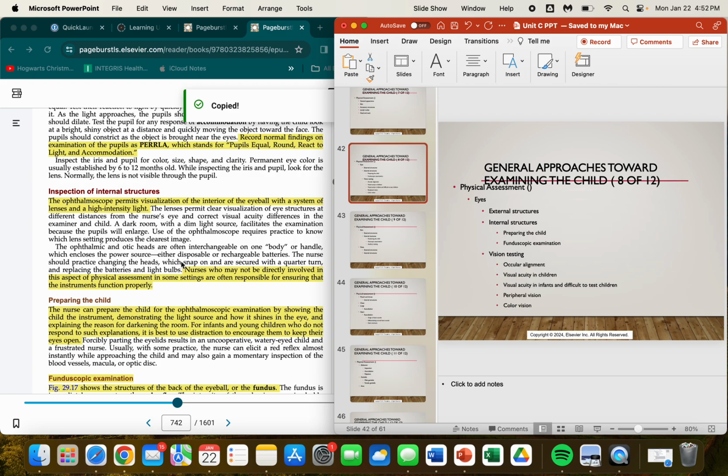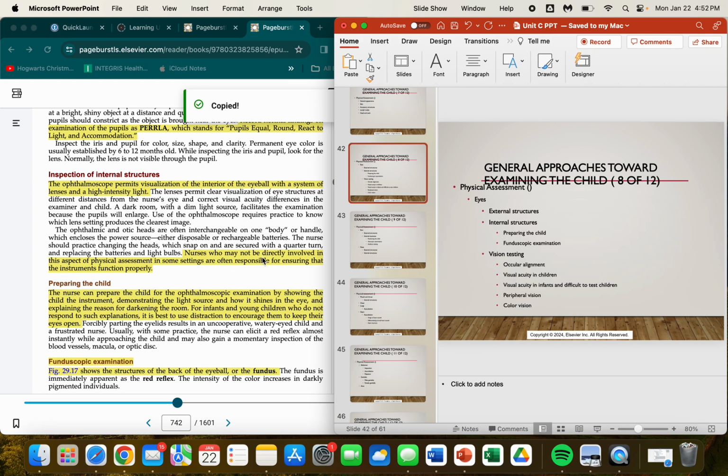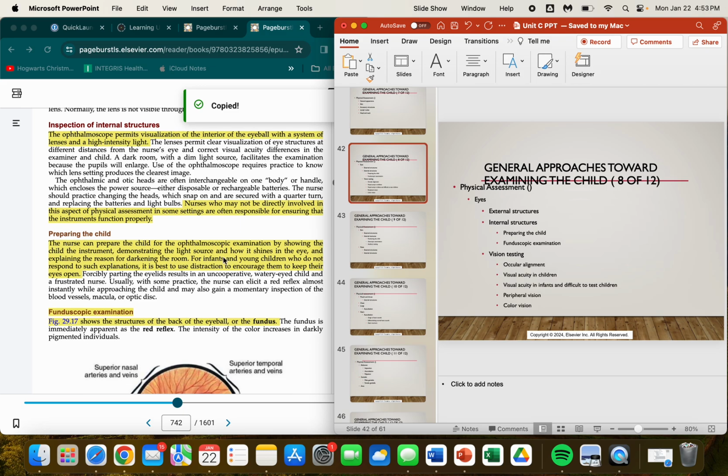And then your book talks a little bit about the assessment of internal structures and the use of an ophthalmoscope. The use of the ophthalmoscope is not really within the nurse's scope of practice. It's usually going to be an advanced provider thing, but you do need to know how to locate that and how to set that up if you do need that. So your book does say nurses may not be directly involved in this aspect of assessment, but are often responsible for ensuring that the instrument functions properly.